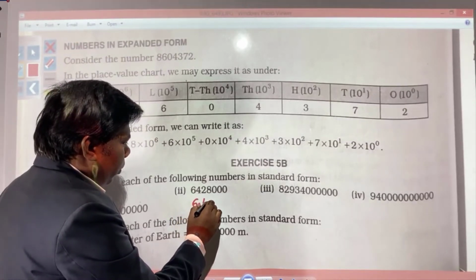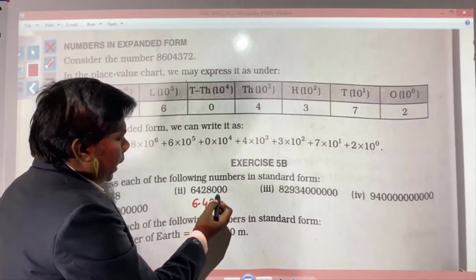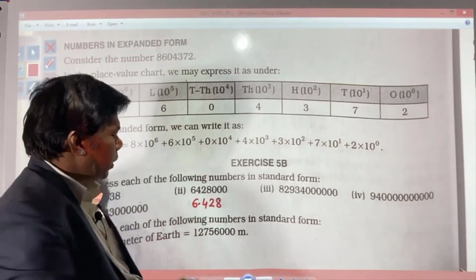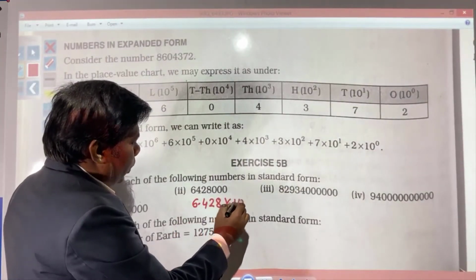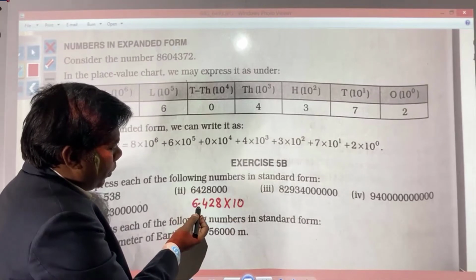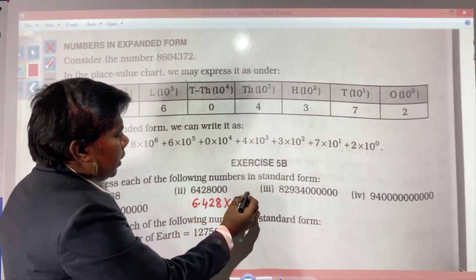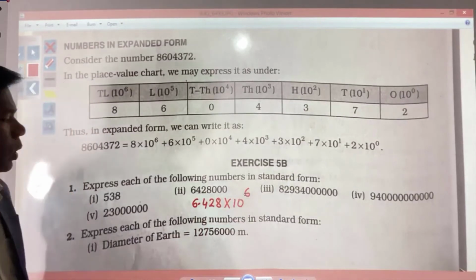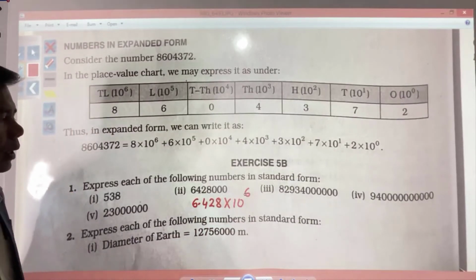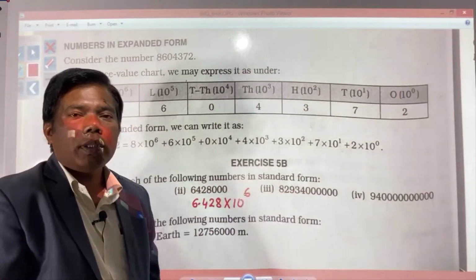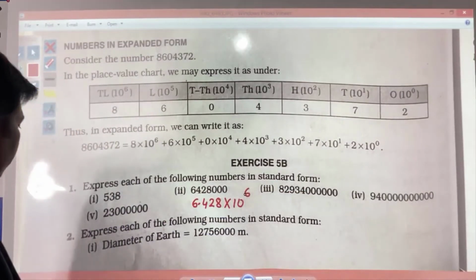So just write 6.428 and these zeros are not required to be written. Into 10 to the power, after 6 you put the decimal, then you count the digits: 1, 2, 3, 4, 5, 6. So 6.428 into 10 to the power 6. In this way, all the questions are required to be solved.